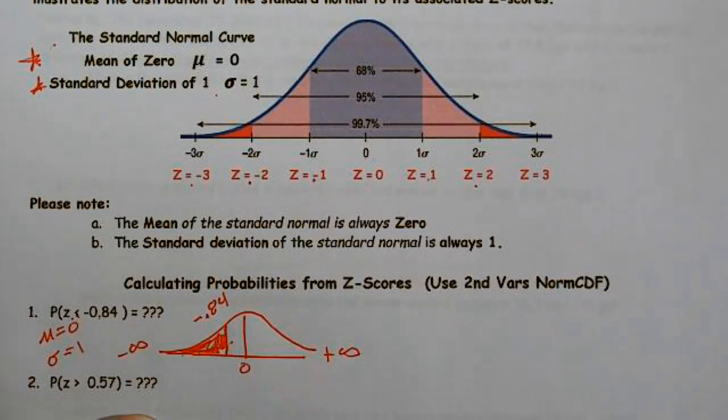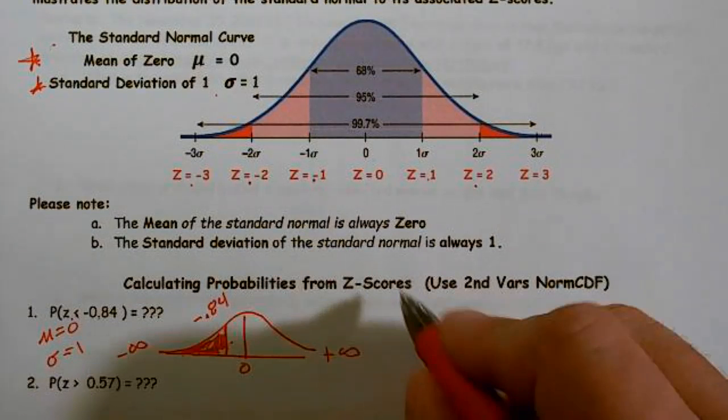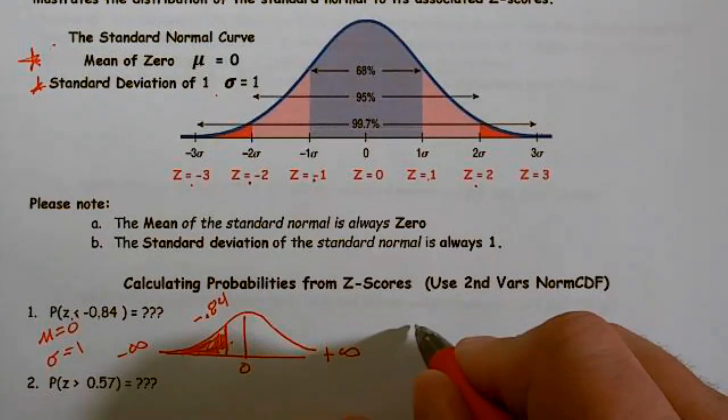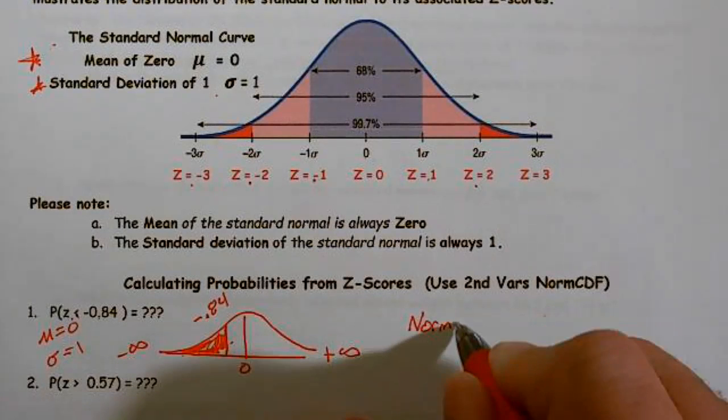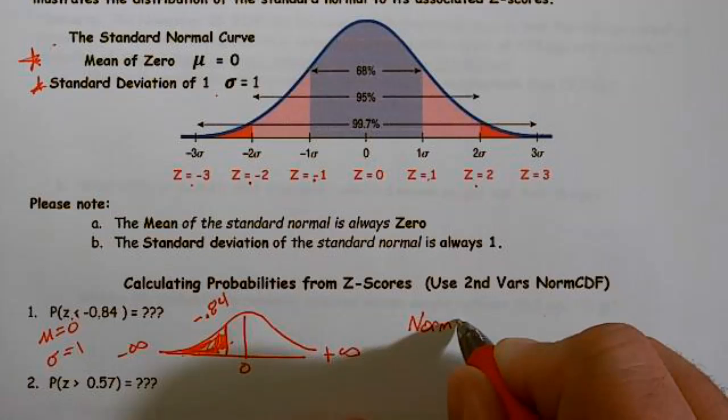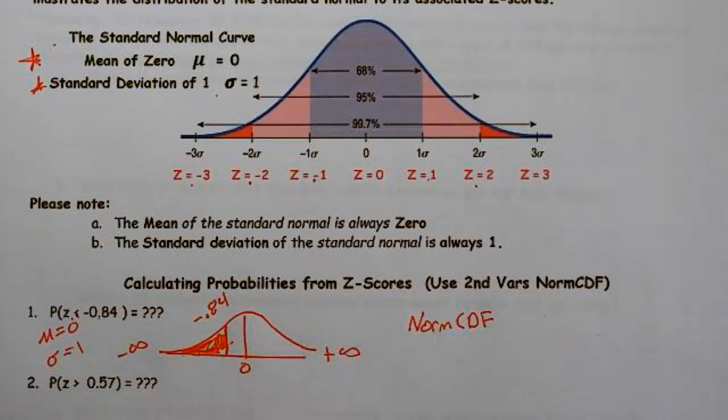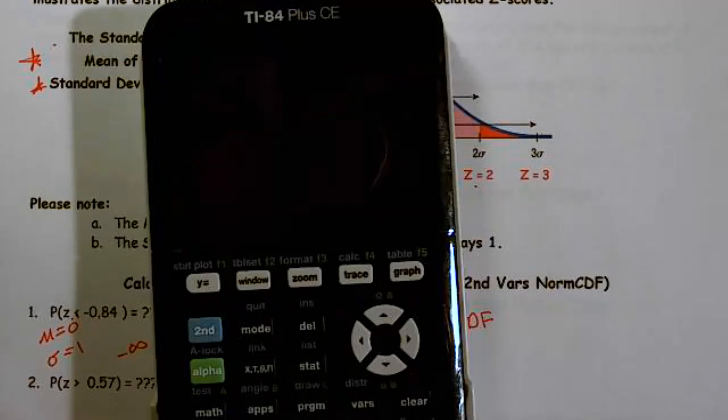to the left. Anytime we're working with a normal problem, they're going to tell you it's normal. So this is a normal. We will never use a PDF. It'll always be a CDF. So normal CDF. Let's just see what the calculator asks for.